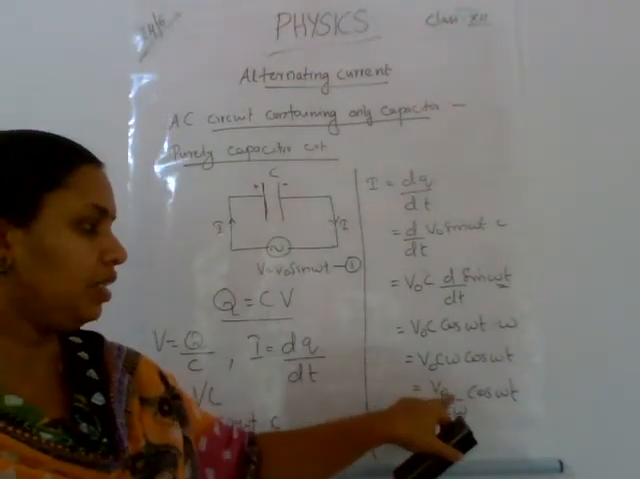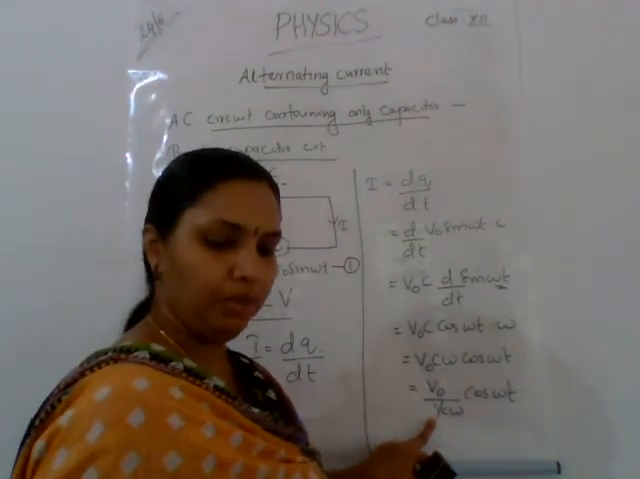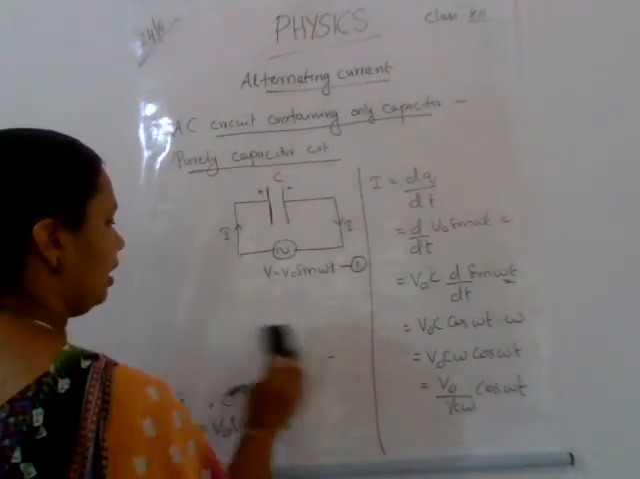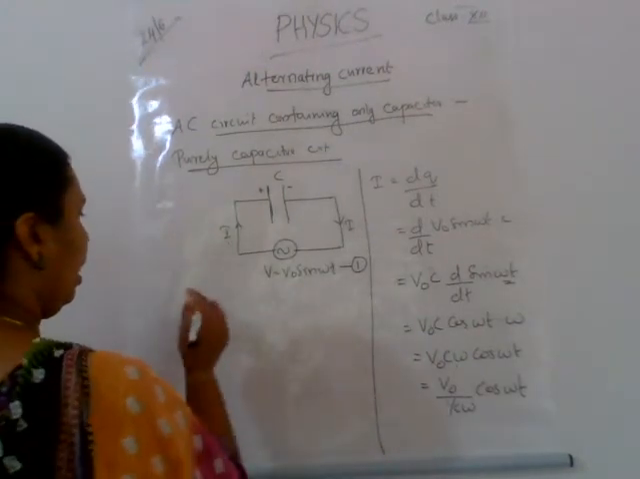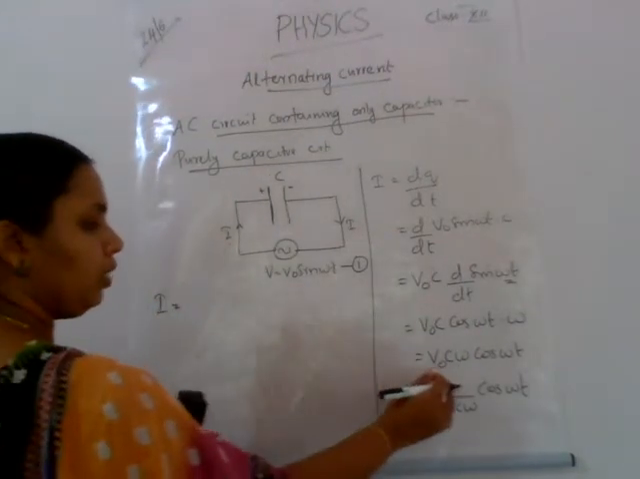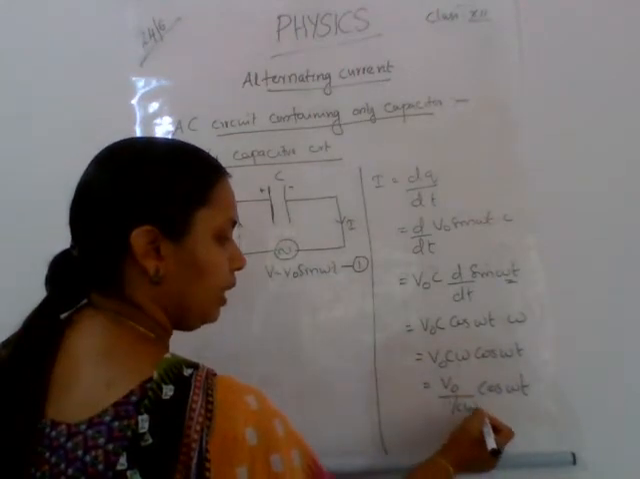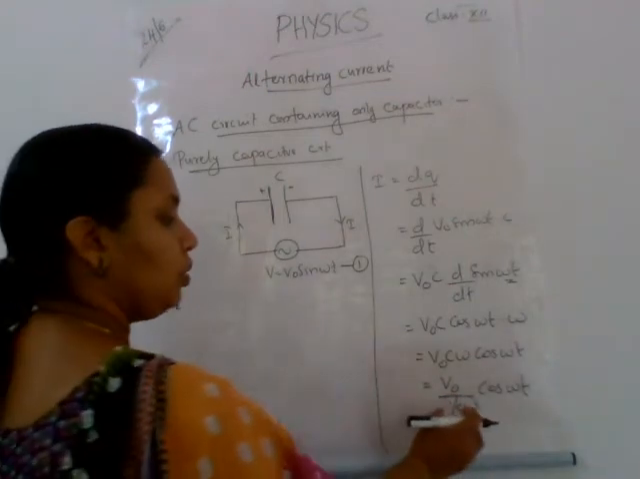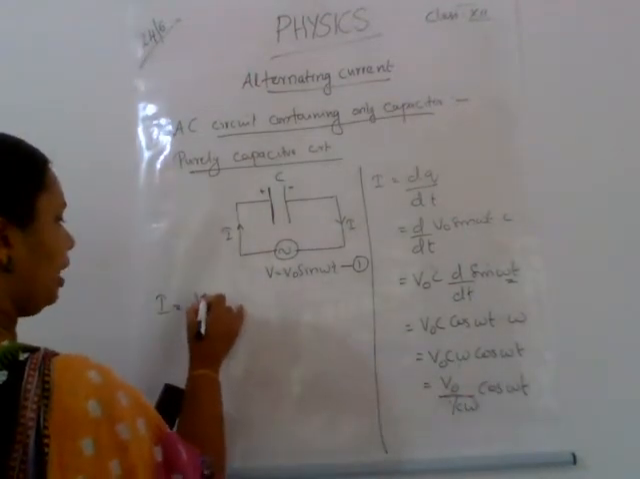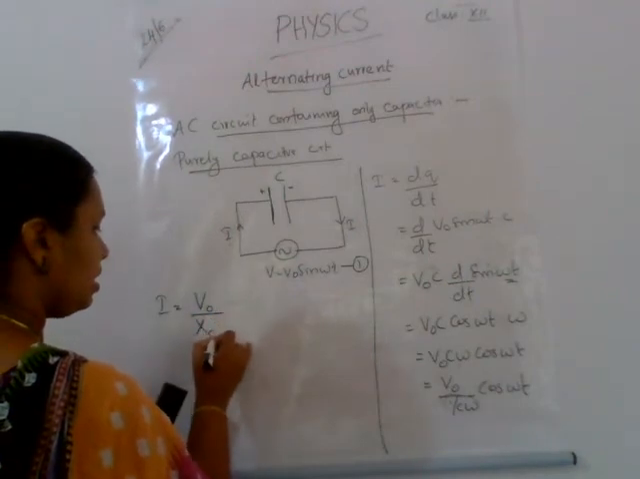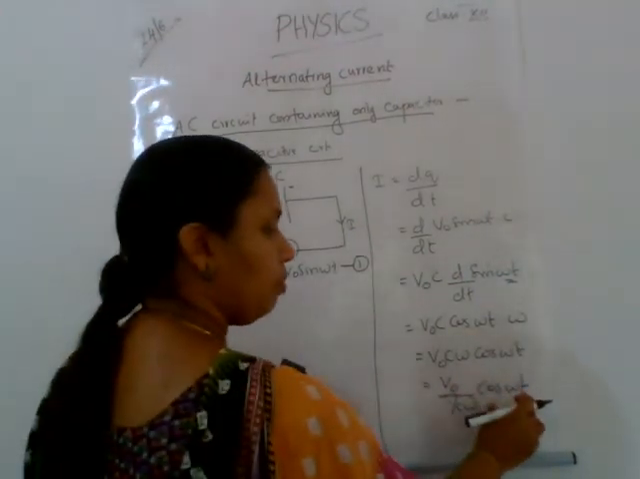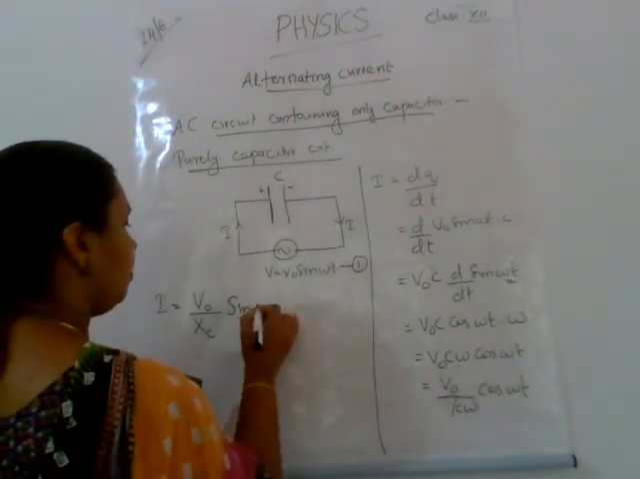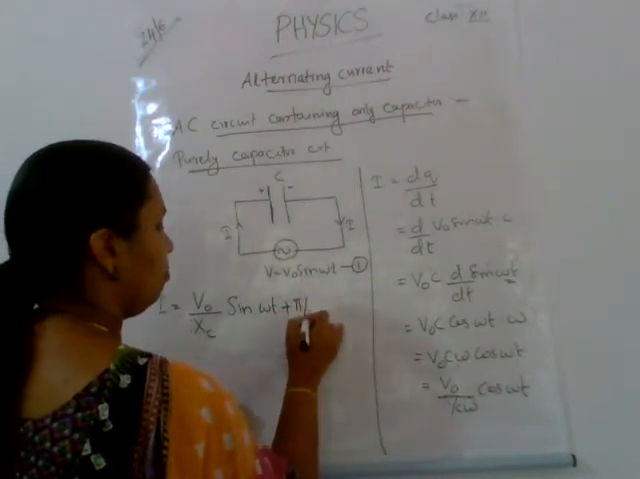We got the current as V0 divided by 1 by C omega, cos omega t. And from this, we can write I equal to V0 by R. In place of R, what is it? 1 by C omega. So, comparing with Ohm's law, instead of 1 by C omega, I am writing it as V0 by XC, and cos omega t we can write in terms of sine, that is sine omega t plus pi by 2.